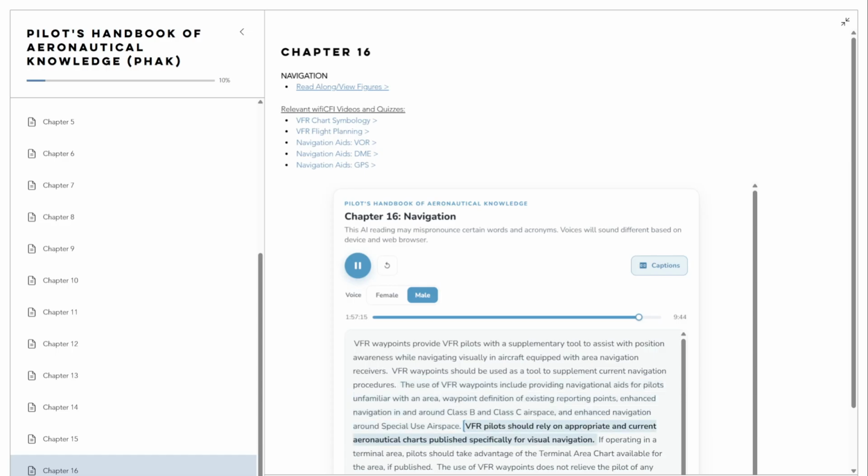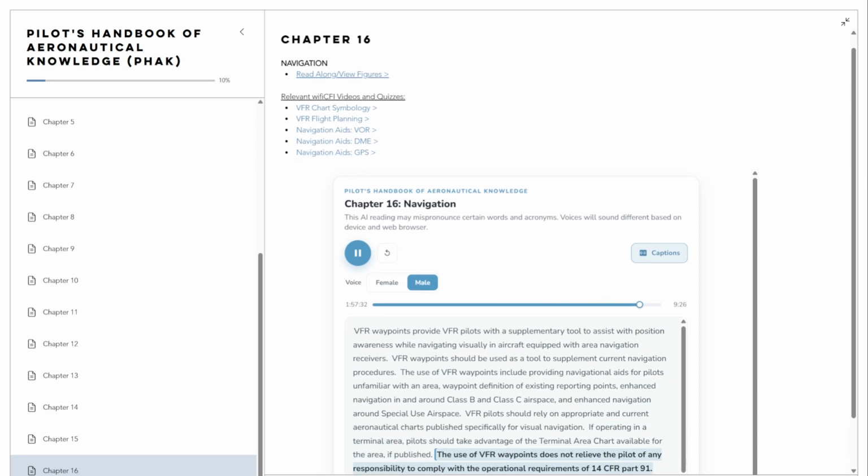VFR pilots should rely on appropriate and current aeronautical charts published specifically for visual navigation. If operating in a terminal area, pilots should take advantage of the terminal area chart available for the area, if published. The use of VFR waypoints does not relieve the pilot of any responsibility to comply with the operational requirements of 14 CFR Part 91.